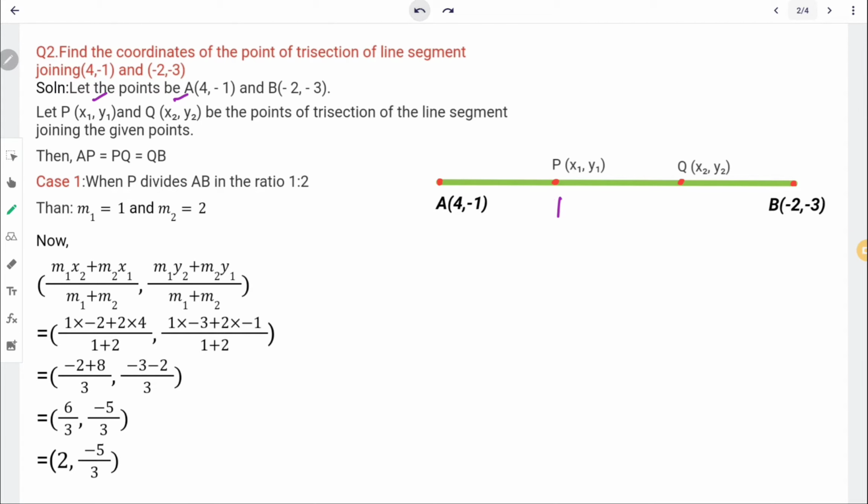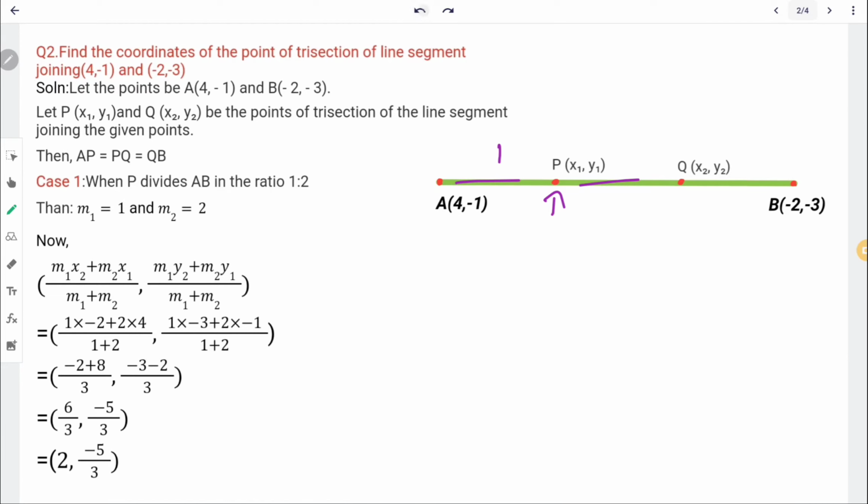Because trisection means the 3 parts are equal, you can see here AP equals PQ, and equals QB. For case 1, we're going to find the coordinates of this point P. We're going to assume that from here to here, it is 1, again 1, and 1 like that. Which means, when we're taking the point P, we can see that the point P divides the whole line AB in the ratio 1 is to 2. That is how we are taking it.